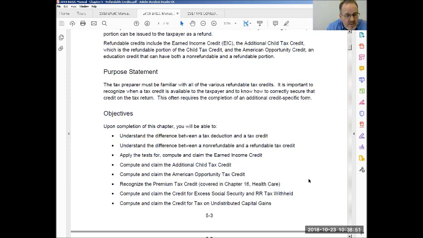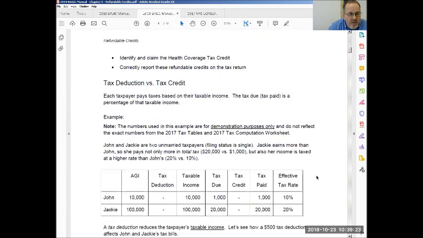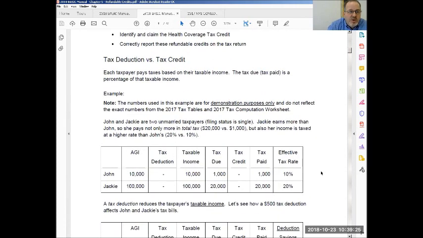We're going to talk about tests for the earned income credit. And again, I stress the words earned income credit, okay? We're going to talk about the additional child tax credit, the American Opportunity credit, and the premium tax credit, which is some of the healthcare stuff that we'll do later in Chapter 16. And we're going to talk about some of that excess Social Security and undistributed capital gains. You don't see a lot of that, so we'll touch on it just a little bit, okay? Now, this is a good portion to talk about deduction versus tax credit, okay?